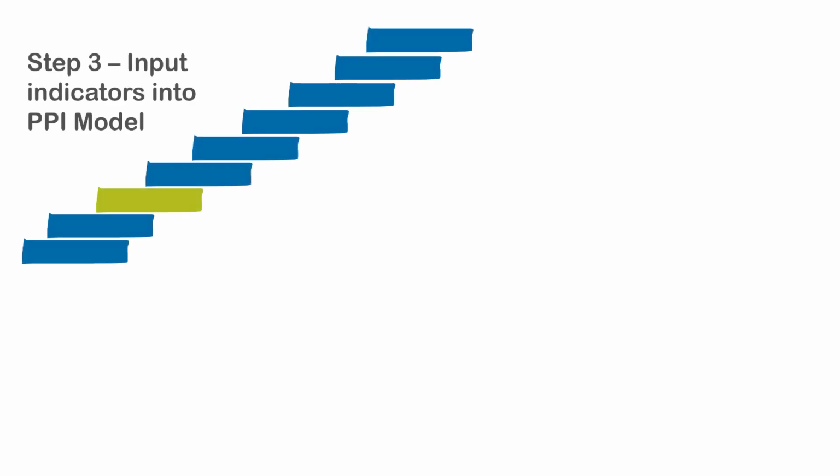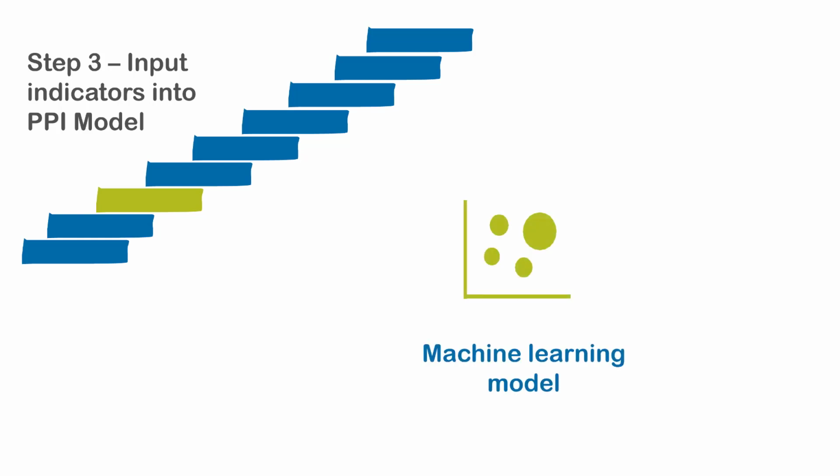In step 3, we input this group of shortlisted indicators into the PPI model. This is a machine learning model based on established statistical principles which leverages information contained in the National Income and Expenditure Survey dataset to identify households that are most likely to be poor. Note that the PPI model's methodology has been reviewed by experienced technical practitioners with doctorates in econometrics, computer engineering, and statistics. In addition, the code has been carefully reviewed by a machine learning expert.